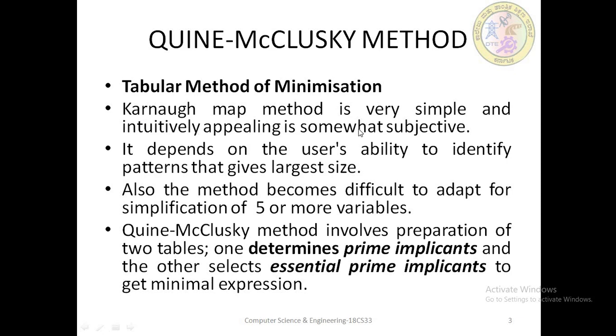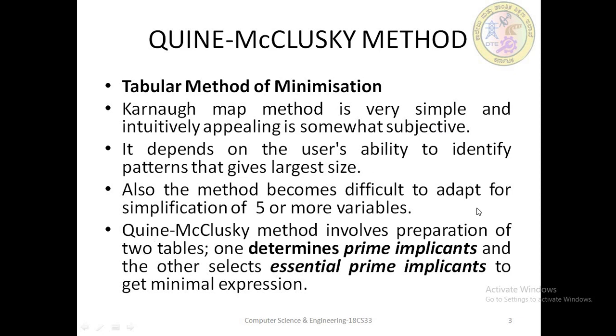Okay. Karnaugh map is a method that is very simple and intuitively appealing and somewhat subjective. It depends on the user's ability to identify the patterns that give the largest results, and the method also becomes difficult to adopt for the simplification of five or more variables. So the Karnaugh map is very easy whenever we have a small number of inputs. When the inputs go beyond four or five, it will be difficult to get simplified expressions.